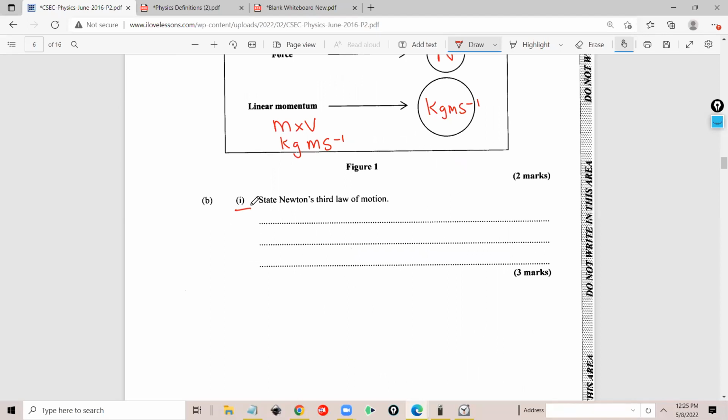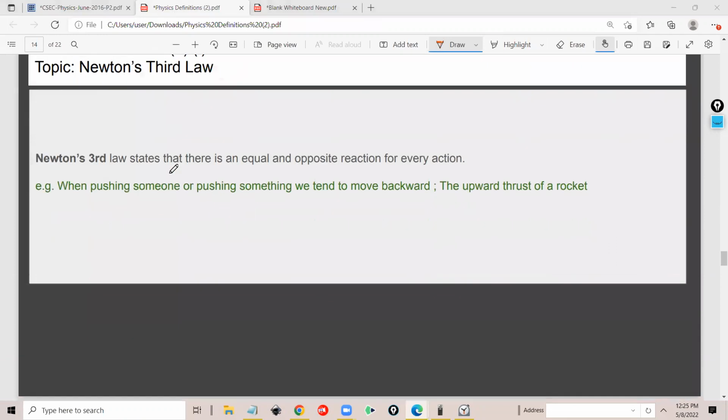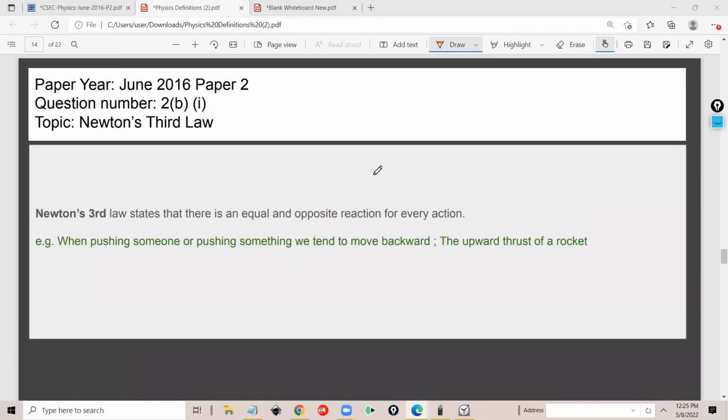Part B, part 1. Newton has 3 laws of motion, and there are many different wordings of it. But this is the one I put, right? Newton's third law of motion, I should put "of motion" here, right? States that there is an equal and opposite reaction for every action. Like I said, there are slightly different wordings of it. Go into 10 different textbooks, they will word it slightly differently. At the end of the day, if you push on something, it will push back at you.